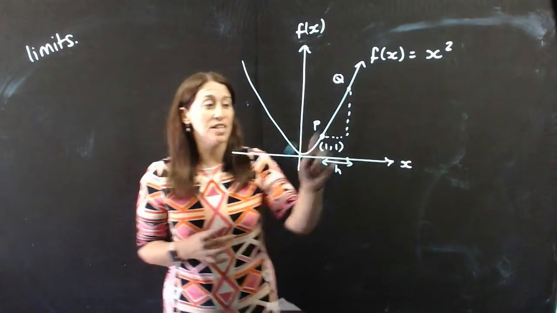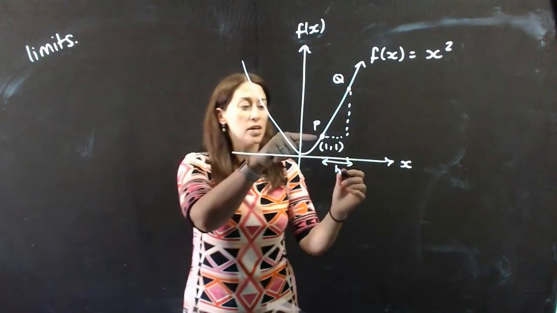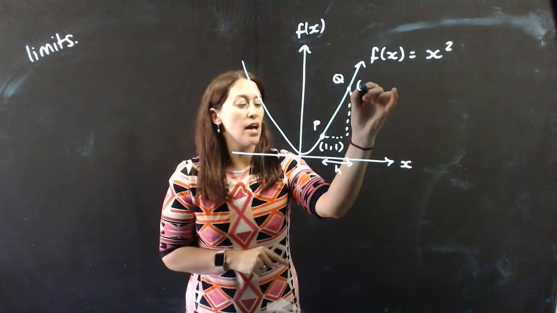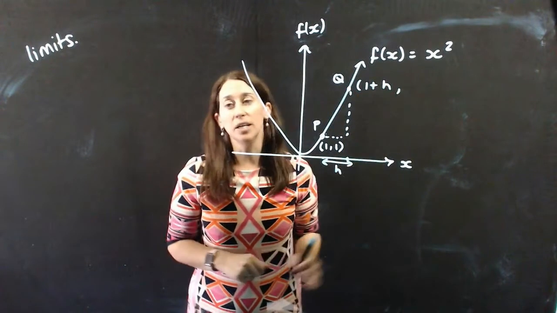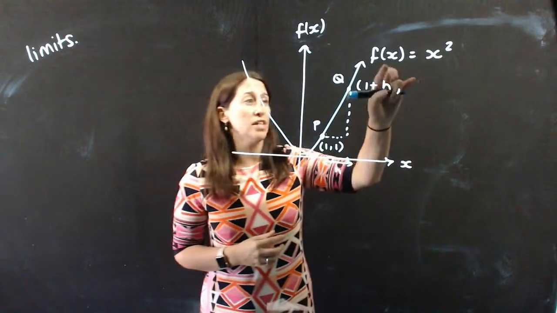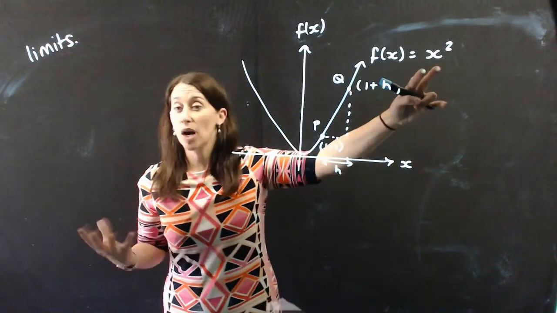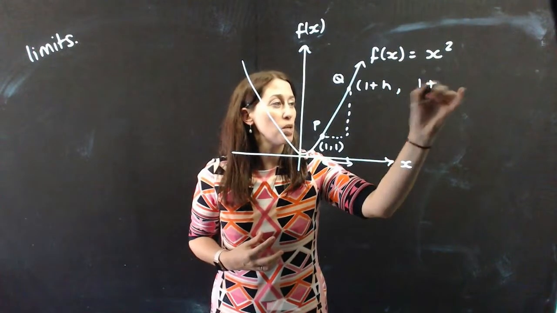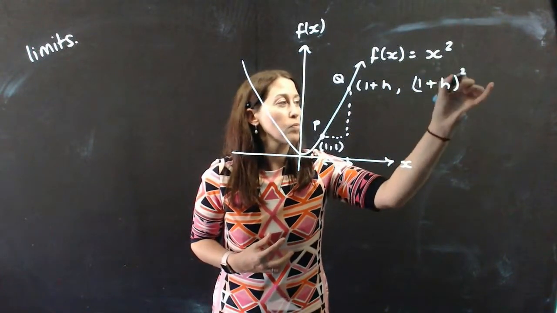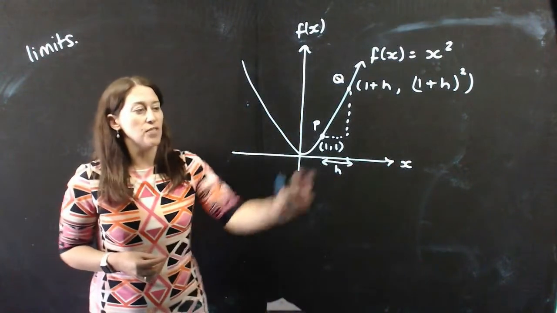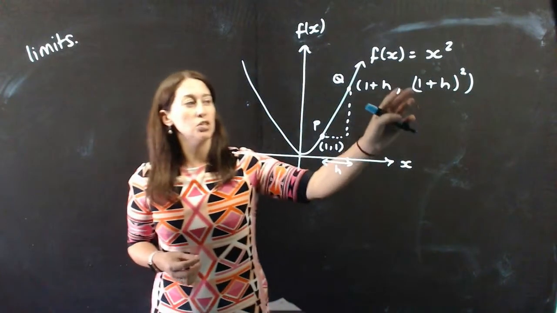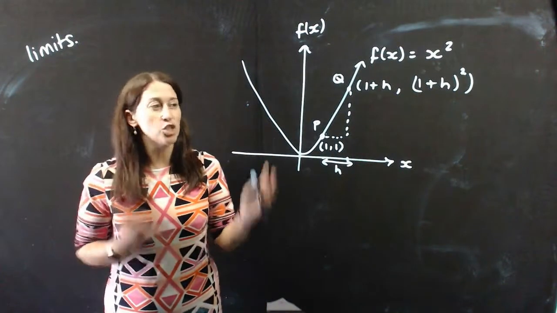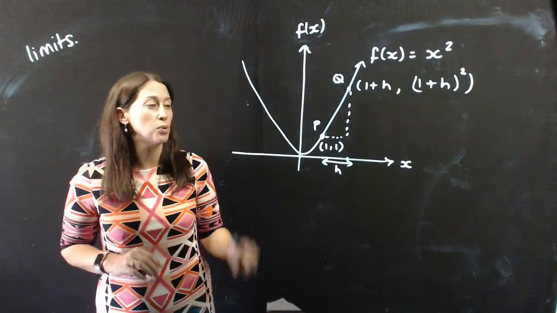Now, if I'm going to put this coordinate up here, in the x direction this point here is 1 plus h, comma. If that's our x, we need to substitute it in here to work out our y value for that particular coordinate, and it's (1 plus h) all squared. Okay, now that gives me the coordinate of P and the coordinate of Q. Now I'm going to use my average rate of change to work out the gradient between those 2 points.